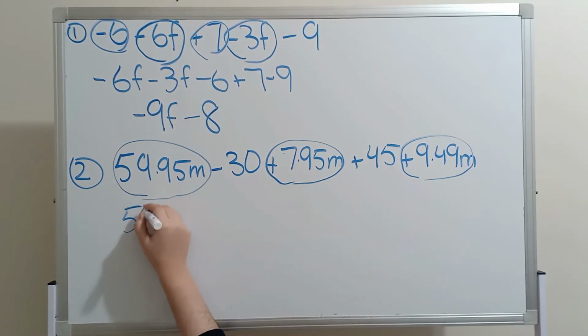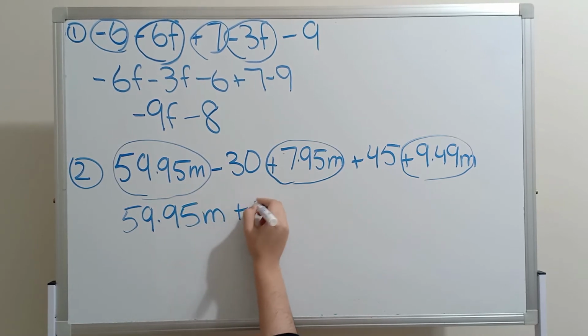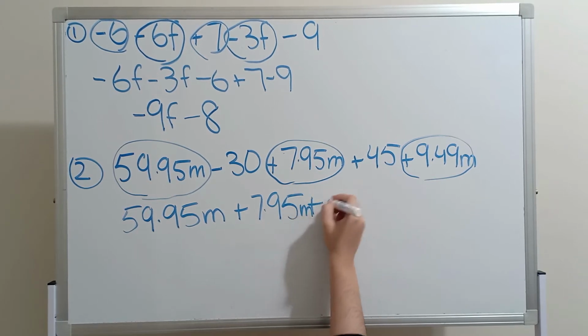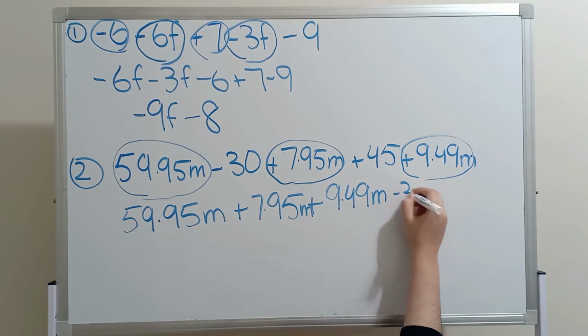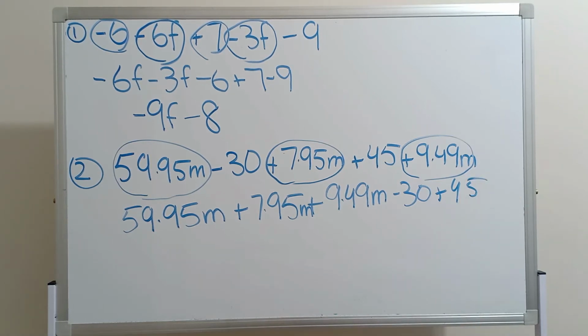So let's put this in order first. 59.95m plus 7.95m plus 9.49m. Then we are going to subtract 30 plus 45. First let's combine these. 59.95m plus 7.95m plus 9.49m is going to give us 77.39m.